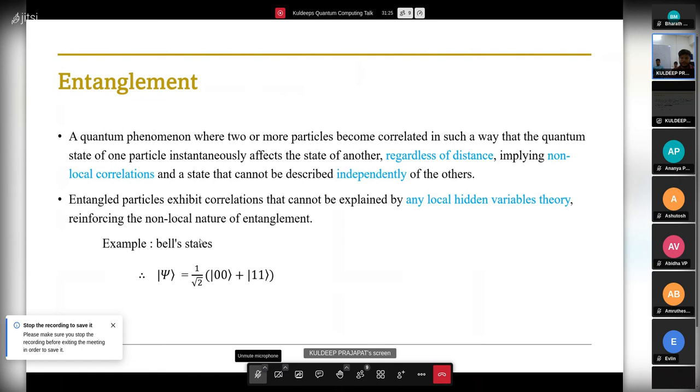So here you can see an example of the Bell state. There are four types of Bell states, and one of these I have mentioned here. This is an entangled state of qubit 0 and 1.